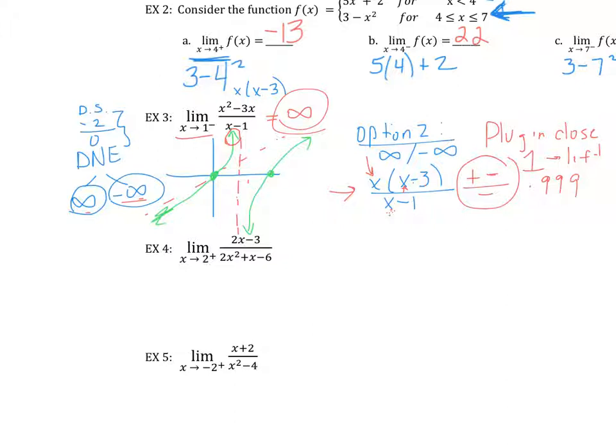I just can plug in faster than drawing a whole graph, especially if it's complicated, and that's why I like that option. But you have to know you only do that option when you get a non-zero over 0. That is the green light to do that. You don't do it any other time. Okay?